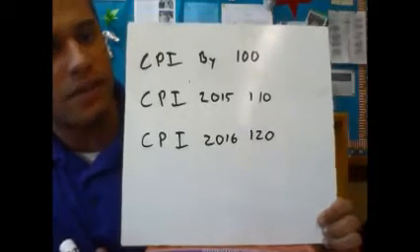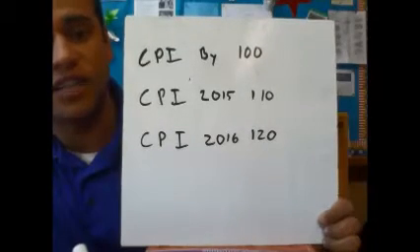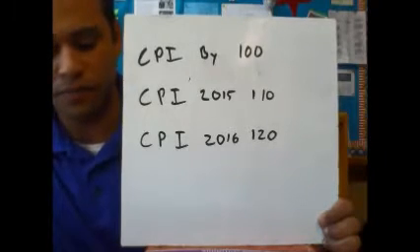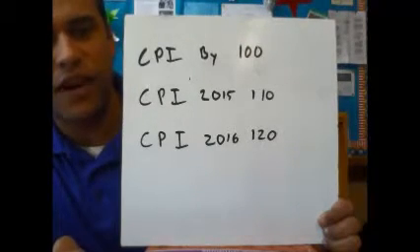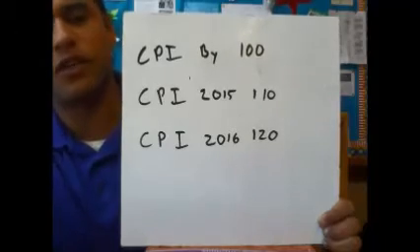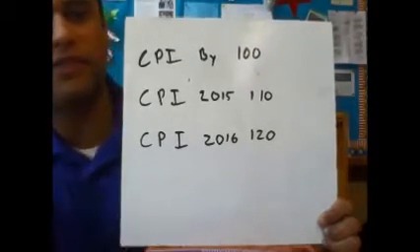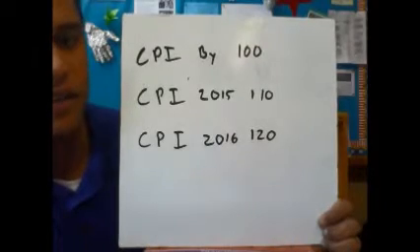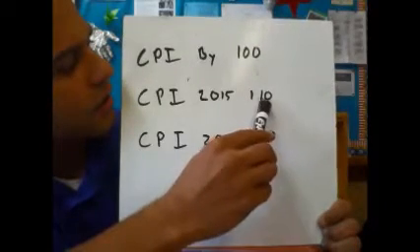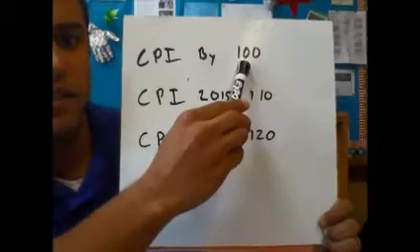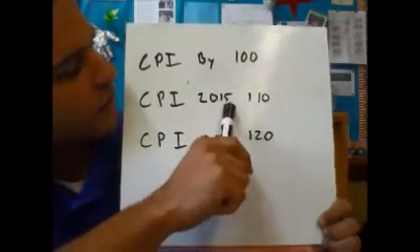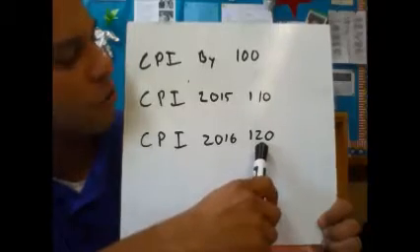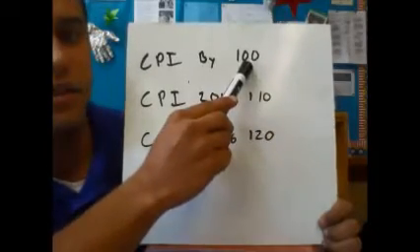Because what if I have the CPI for 2015 and it's 110, and then I have the CPI for 2016 and it's 120? Well, if I wanted to know how much inflation there was from the base year, I don't have to do anything. If the base year is maybe 2008, I could just say it's 110, so there's been 10% inflation since the base year in 2015. Or for 2016, it's 120, so there's been 20% inflation since the base year.